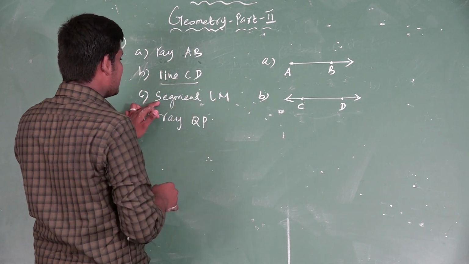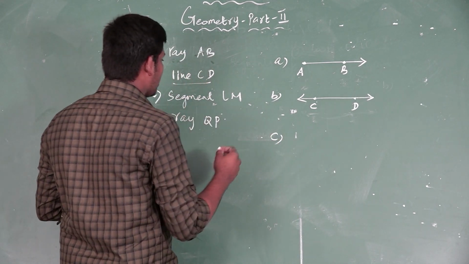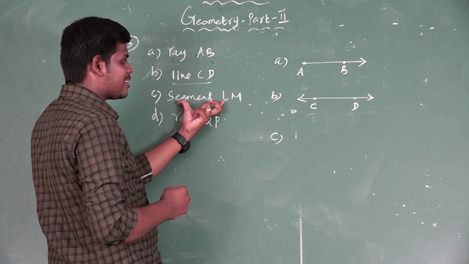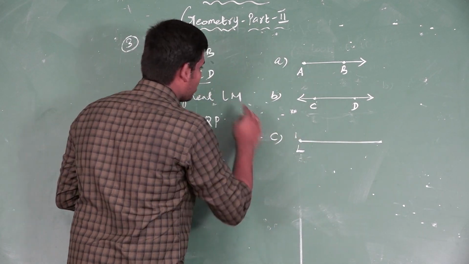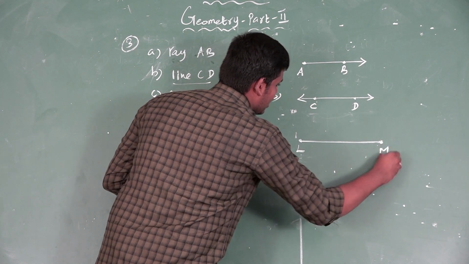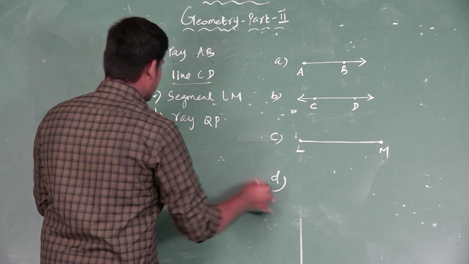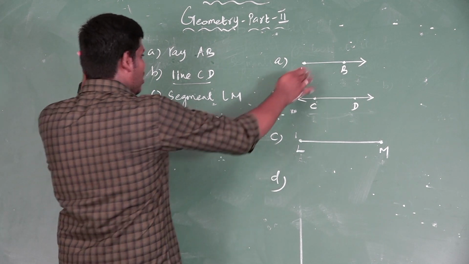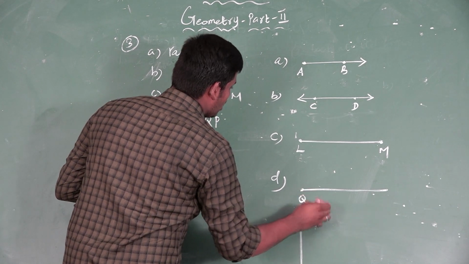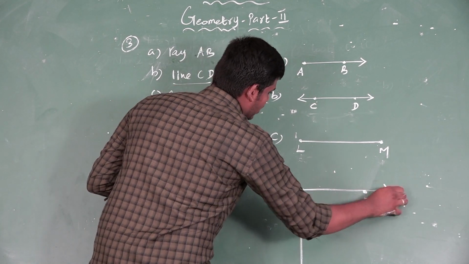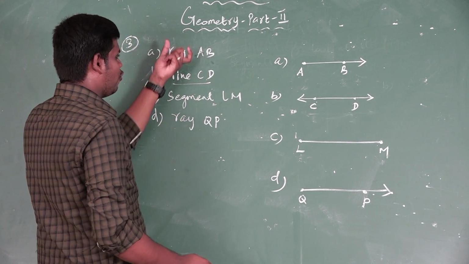And the third one is the line segment LM. How can we draw it? A line segment, as we know very well, has a fixed length, with an initial point L and a final point M. This is the line segment LM. And the last one is ray QP. Already we drew it likewise. The initial point is Q and the final point is P. A ray has only one direction. This is the explanation for these 4 problems.